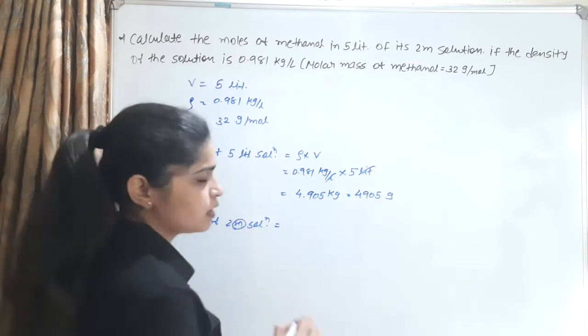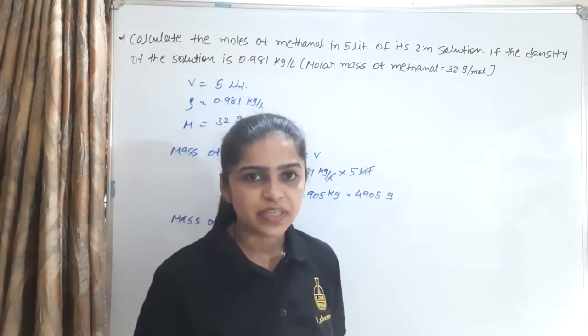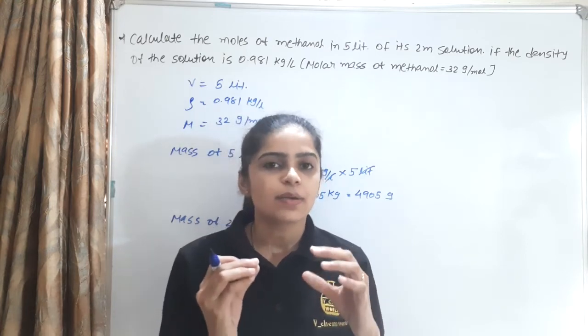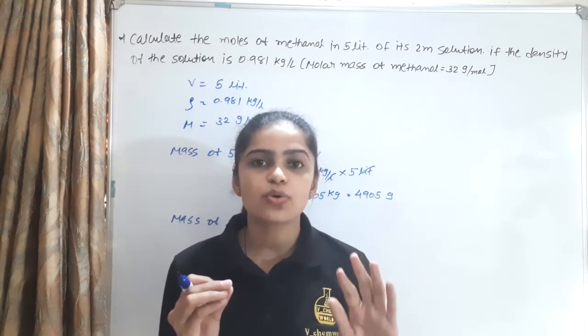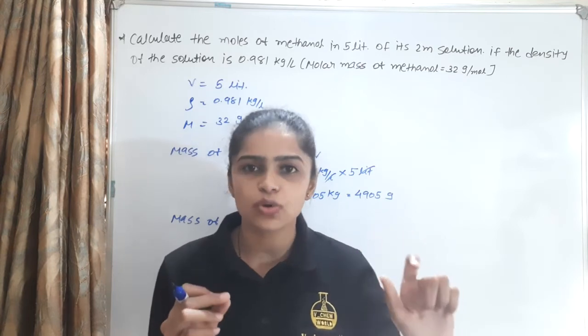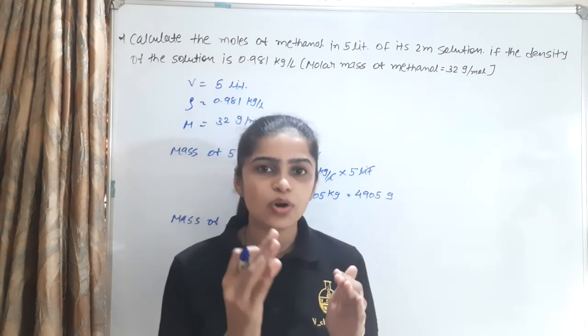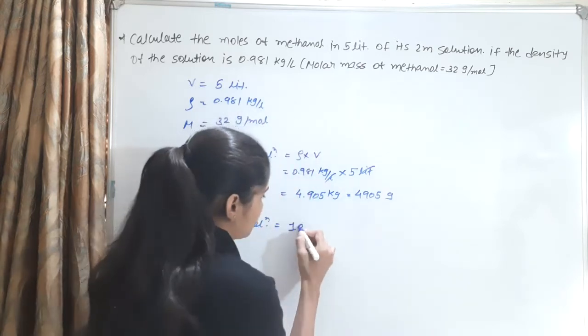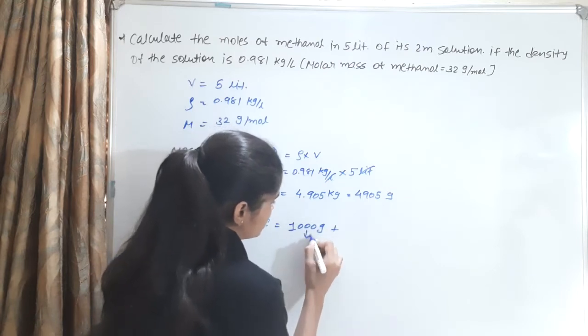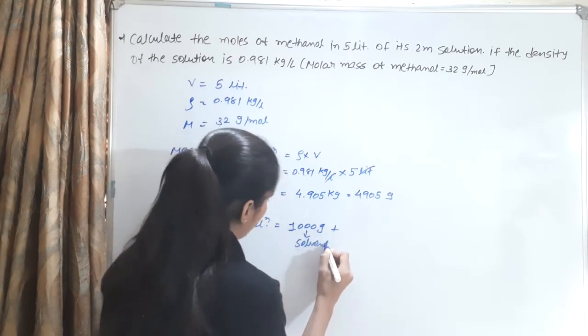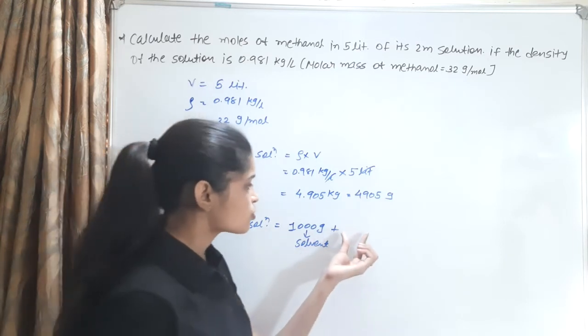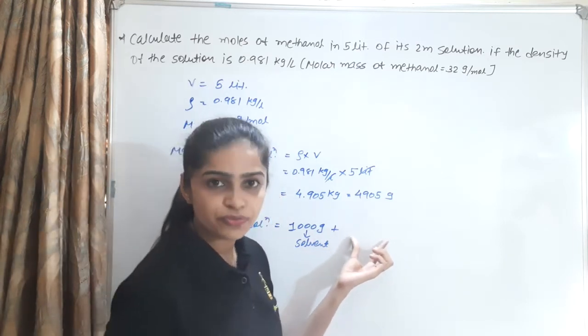This gives the molar. Molar means the molality, meaning the number of moles of solute dissolved per kilogram of the solvent. So per kilogram means the solvent weight is 1000 gram. This is the solvent, but we need to find out the solution value. So in this, the solute weight is present.